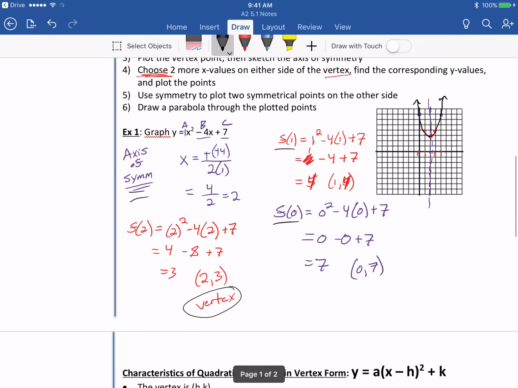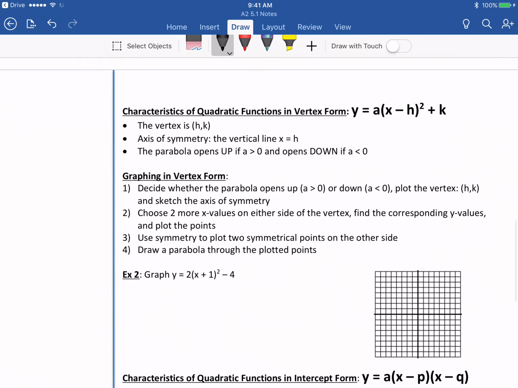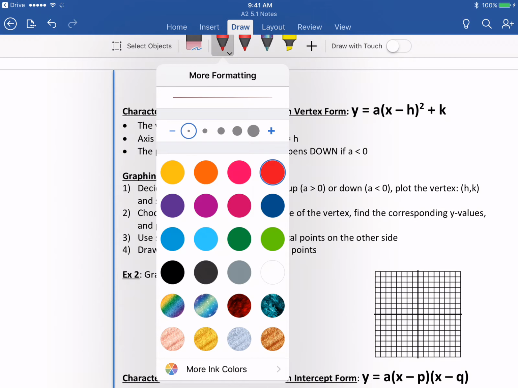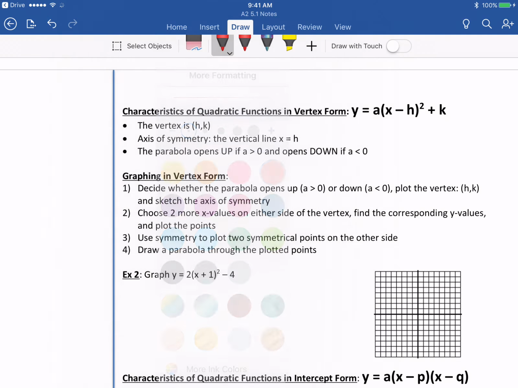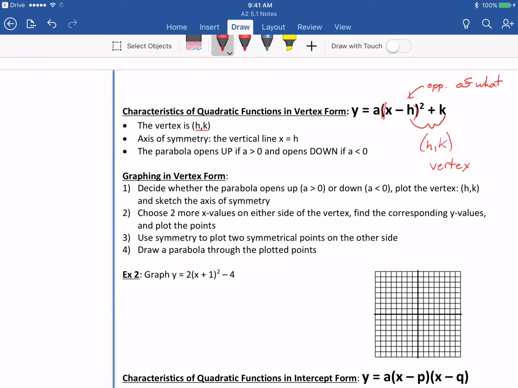All right, so now moving on, we are going to make it in vertex form. And vertex form is kind of nice because just like we talked about in those absolute values, it has this form y equals a, now it's not absolute value, it's going to be parentheses x minus h squared plus k. And just like before, this h comma k is going to be my vertex. All right, and again, the h is the opposite of what it looks. All right, so don't forget that.